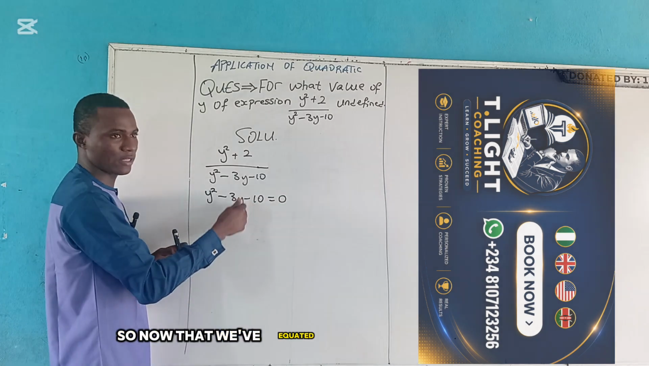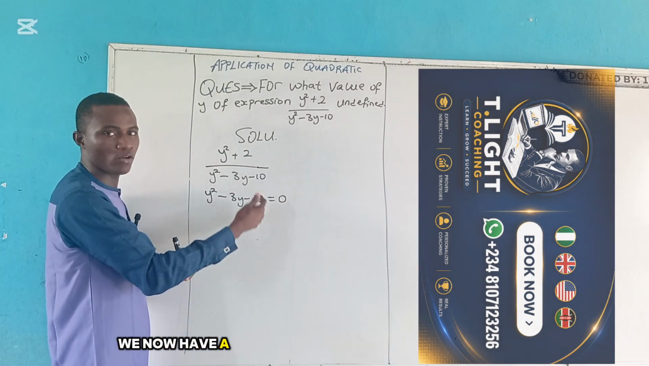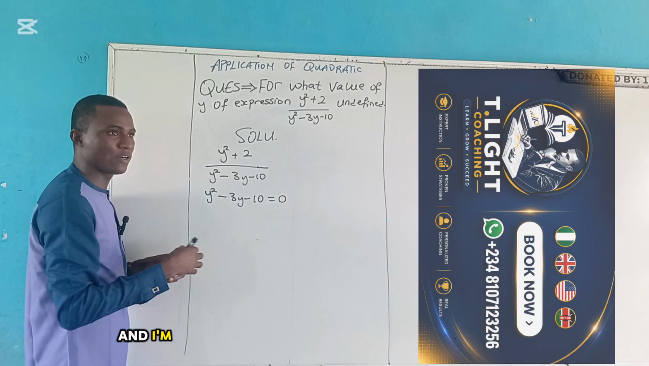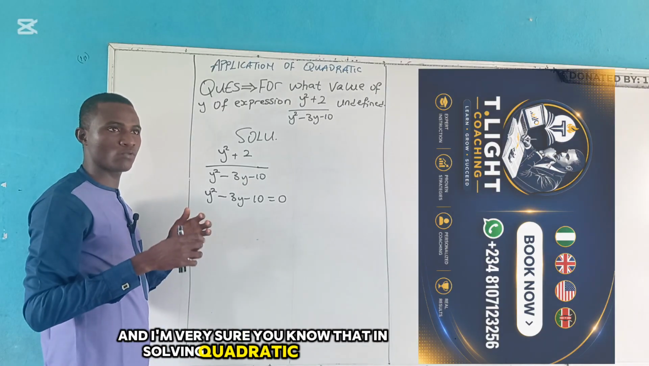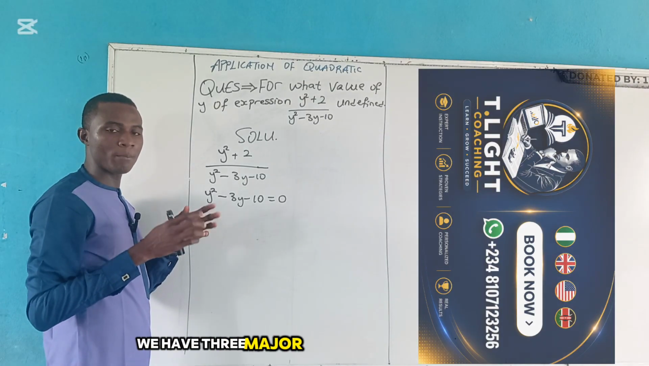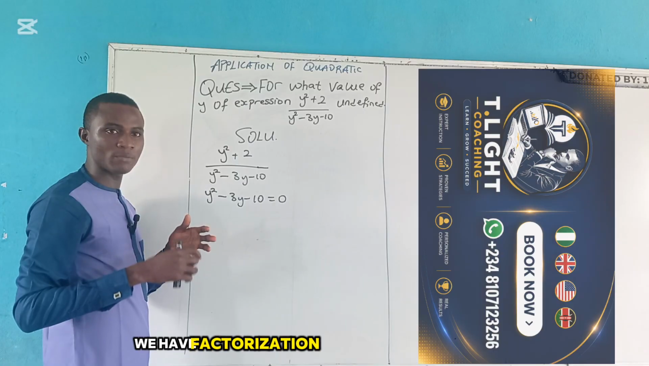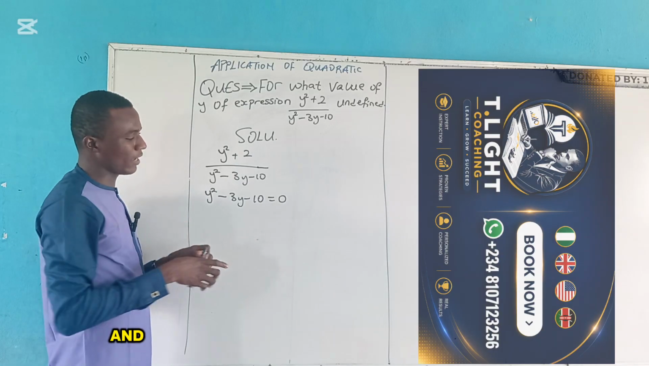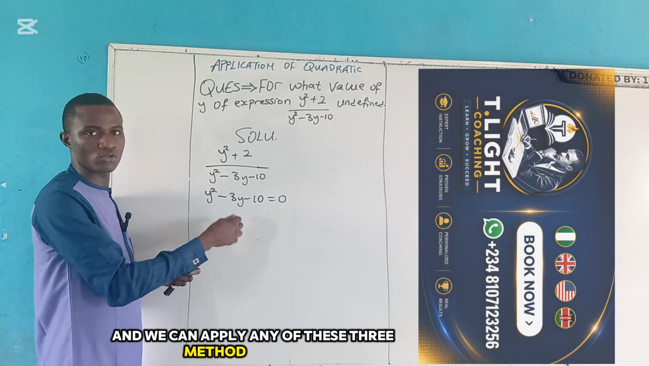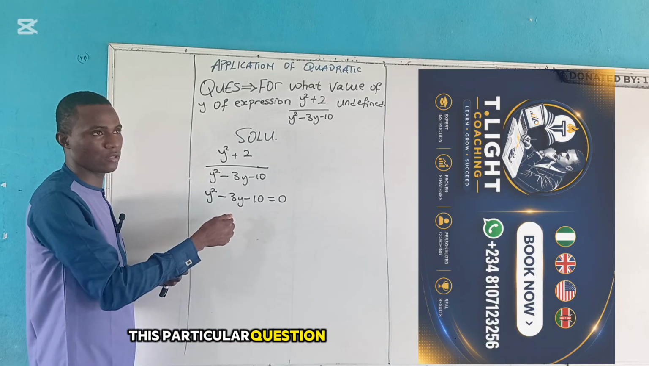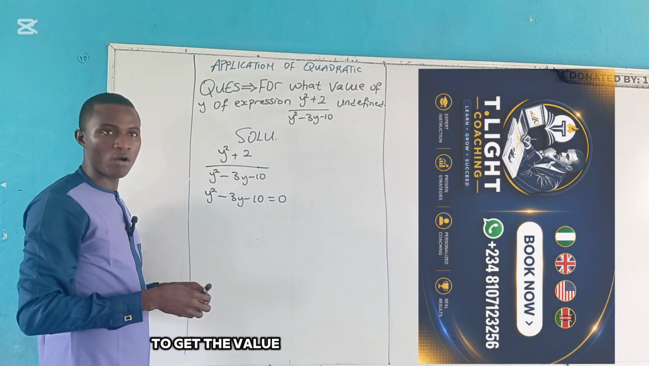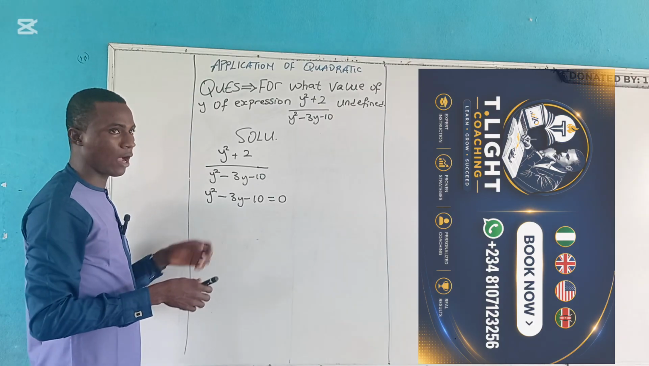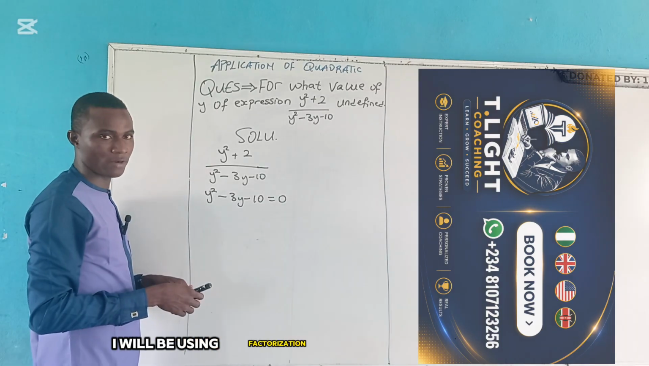So now that we have equated it to be equal to 0, we now have a quadratic equation, and I'm very sure you know that in solving quadratic equation we have three major methods. We have factorization method, quadratic formula method, and we have completing the square, and we can apply any of these three methods to solve this particular question on the board to get the value of y. Okay, so I will be using factorization method.